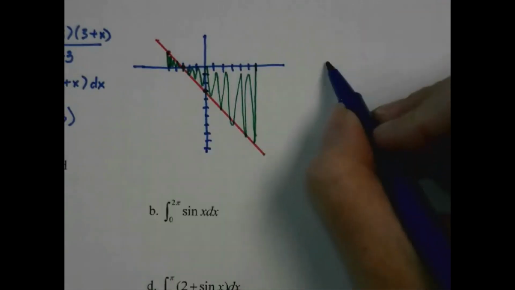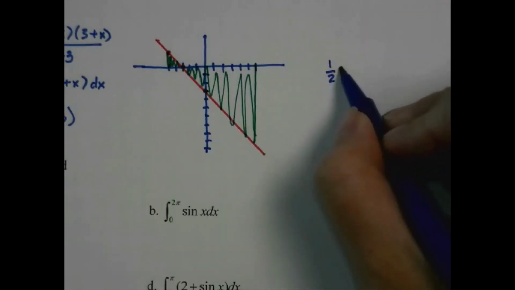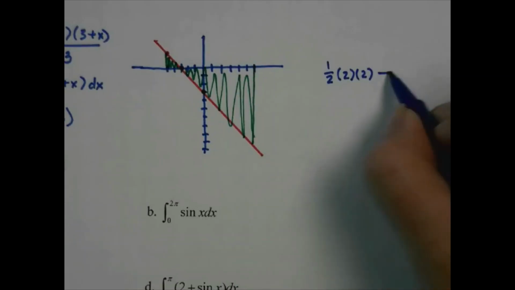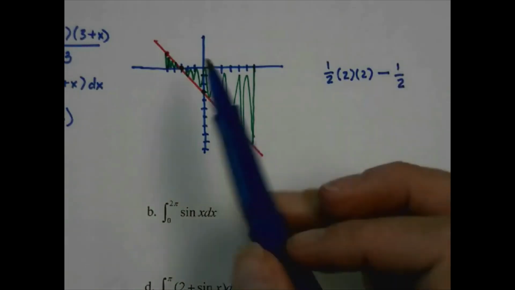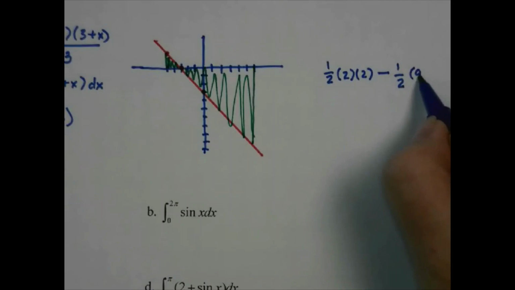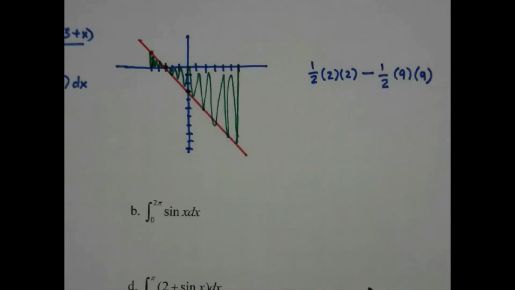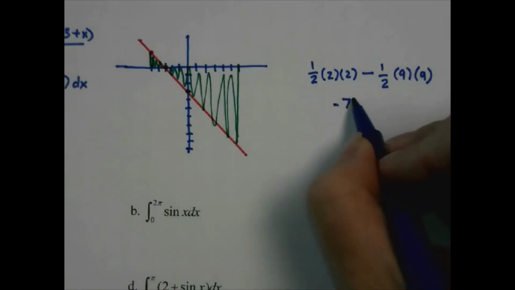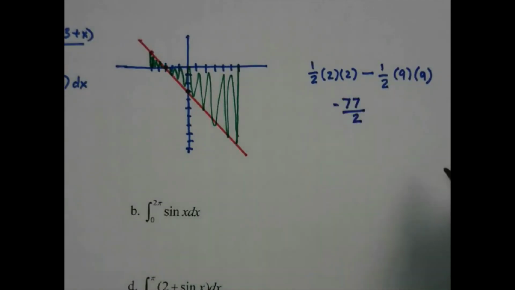For the one above, we're going to have a positive 1/2. That's going to be 2 times 2. Below the x-axis, we're going to subtract that triangle. So 1/2, this is -3 to +6, so that's going to be 9. And the height's going to be 9. So this ends up being, if you plug it all in, -77 halves.